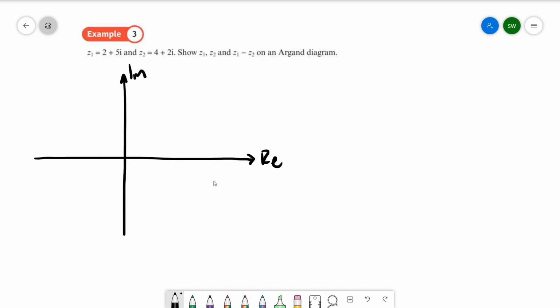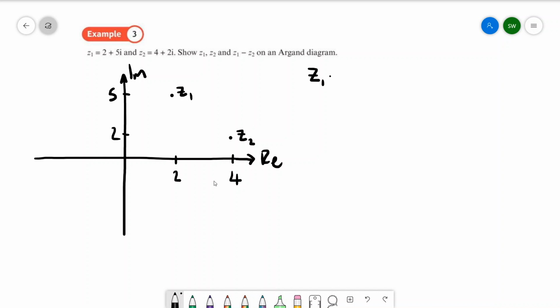And we've got this first complex number with real part 2 and imaginary part 5. So let's plot that on. 2 and imaginary part 5. So that's our complex number Z1. And Z2 has real part 4 and imaginary part 2. So let's go to 4 on the real axis and 2 on the imaginary axis. And that point there represents our complex number Z2.